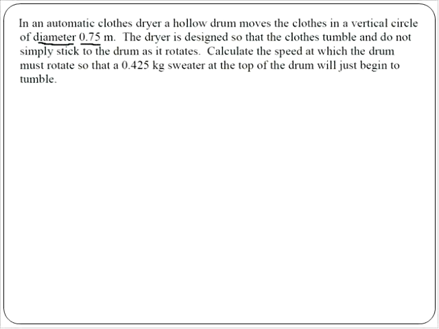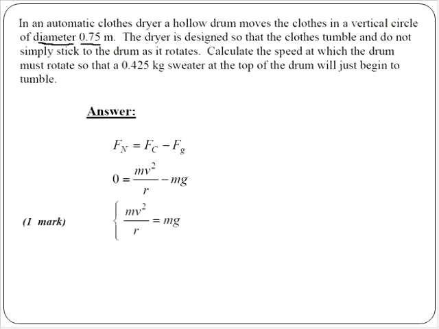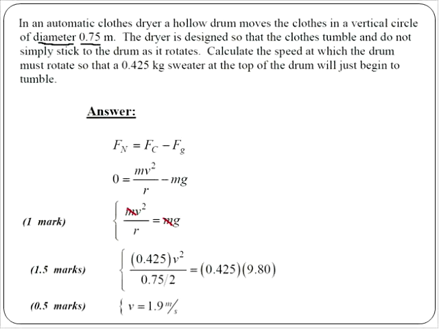So here's what we got. Fn equals Fc minus Fg, but Fn is 0. So in other words, Fc equals Fg, or mv squared over r equals mg. Okay, that's your key. You can cancel out your masses. They can go. And that leaves you with our old friend v equals the square root of gr.